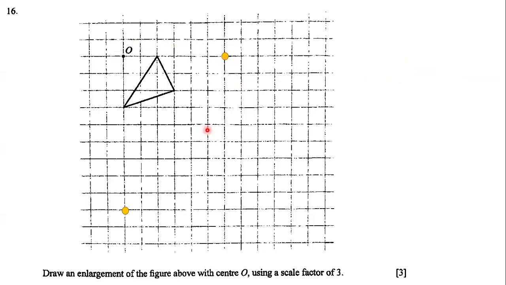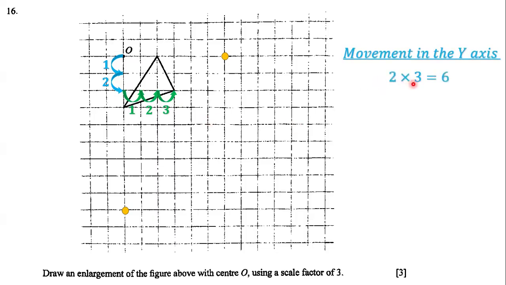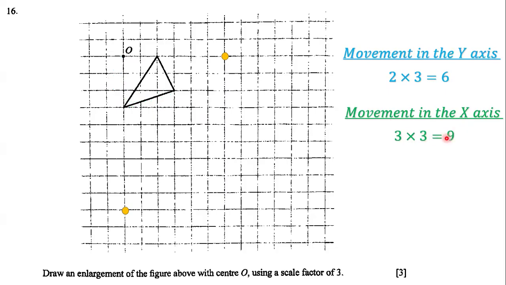Next, for this one, we have 2 movements to do. We have to move in the y direction, that's 1, 2, and then in the x direction, that's 1, 2, 3. So we move twice in the y direction and 3 times in the x direction. Movement in the y is 2 times 3, so we multiply 2 by the scale factor, which is 3, and that's 6. Movement in the x is 3 times 3, which is 9. So for this particular point, we have to move 6 down and 9 across.